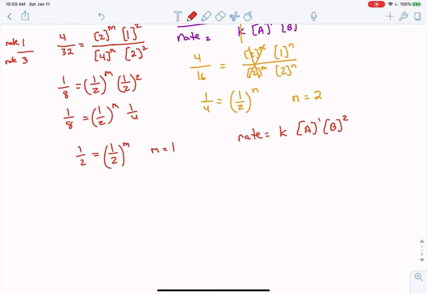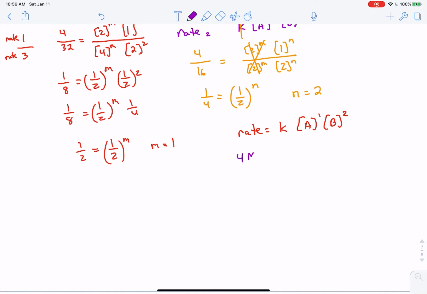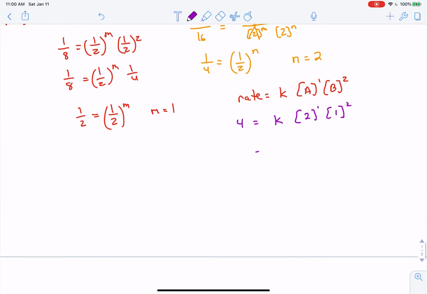Okay? To solve for k, what do we do here? How do we solve for k using the data that we have already? Just find one trial and plug it in. It doesn't matter which one, you should get the same answer. So let's use the first trial. The first trial says 2, 1, and 4. So I'm going to plug in rate of 4 and k, and this is 2 to the first and 1 to the second. So therefore lowercase k is 2. But k has units.